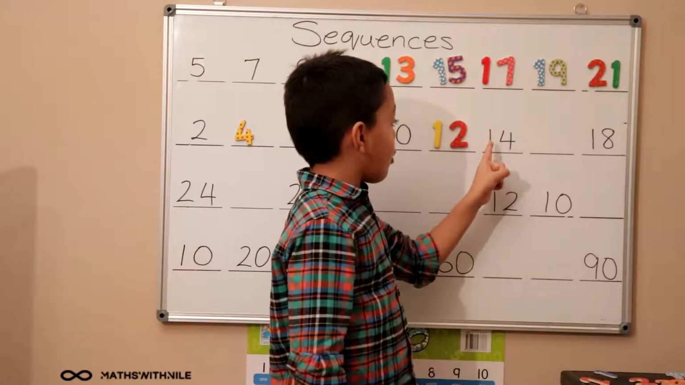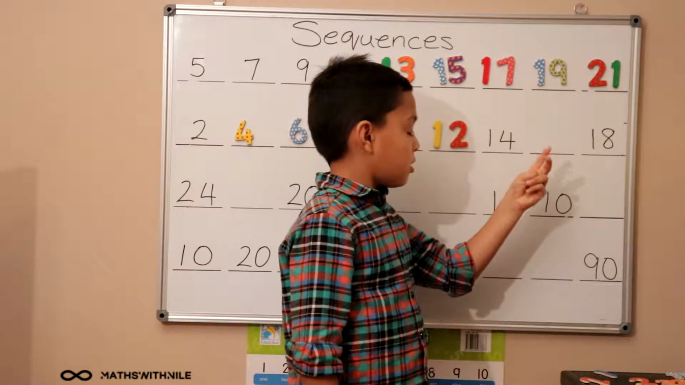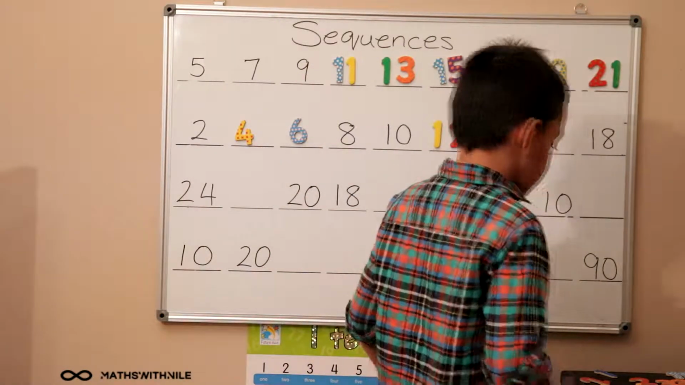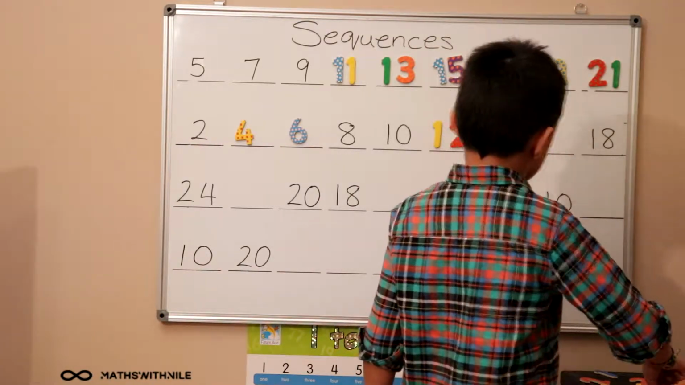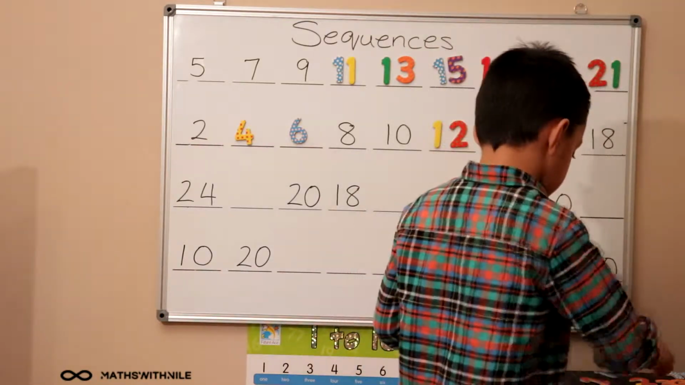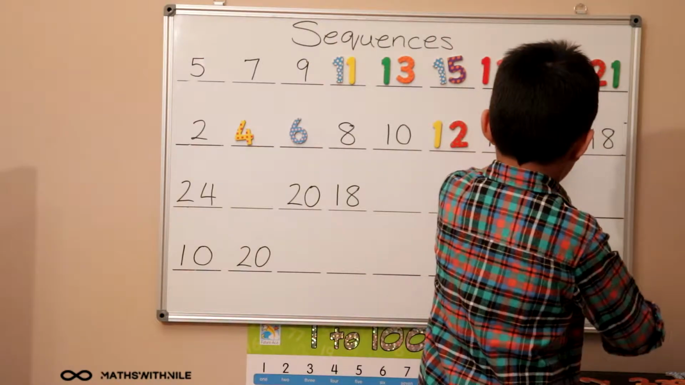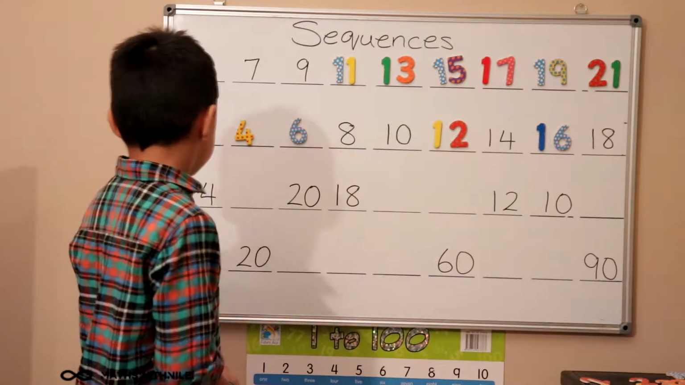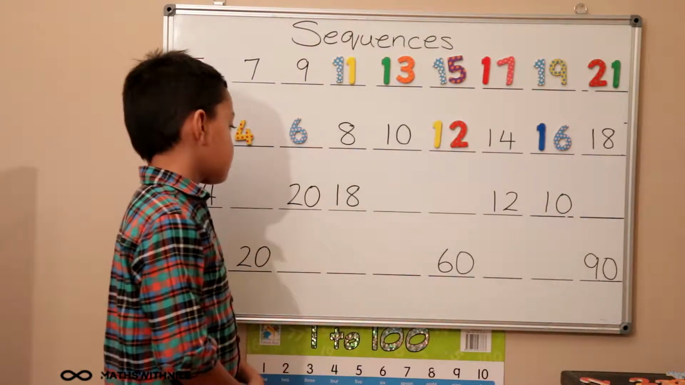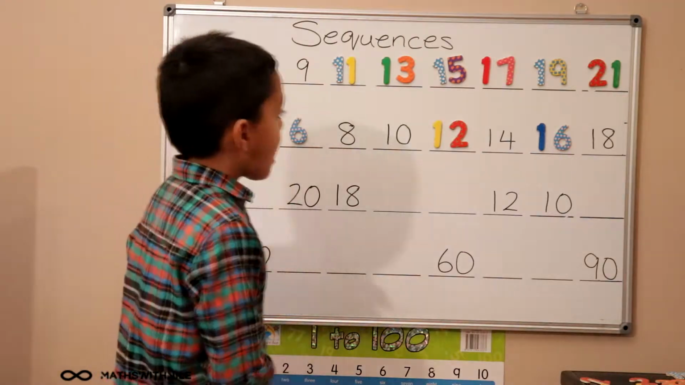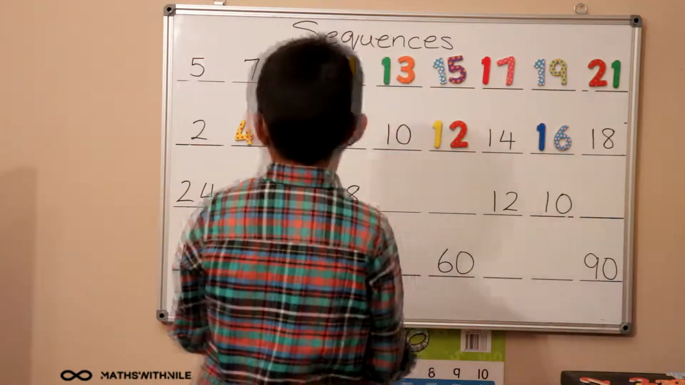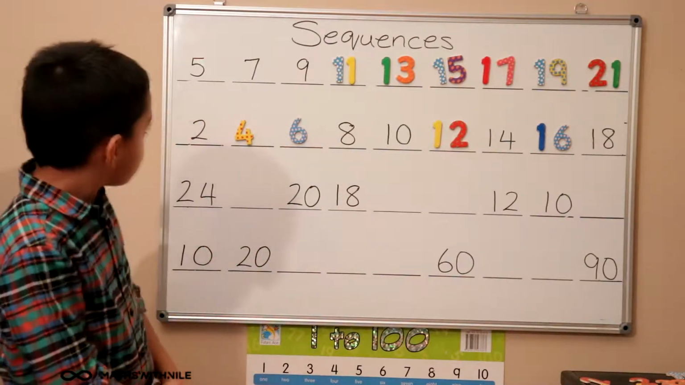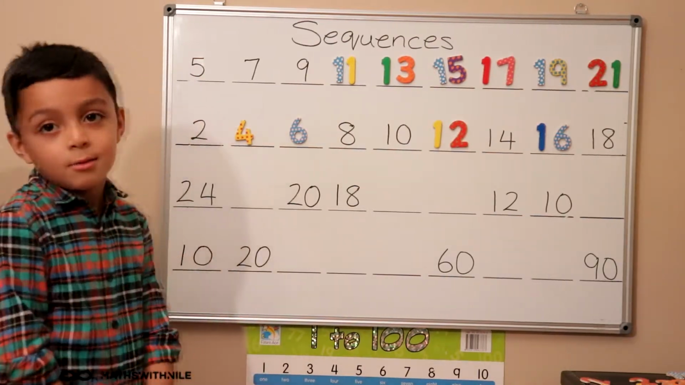12, 14, 15, 16. Done. Very good. So in the first sequence we were adding 2, and in the second sequence we're also adding 2, but the difference is we started with an odd number at the top, and in the other one we started with an even number.